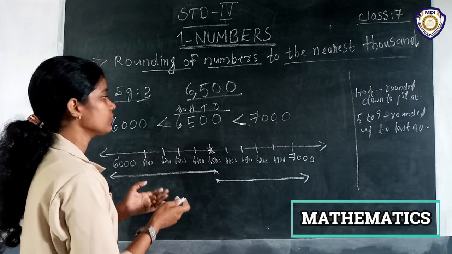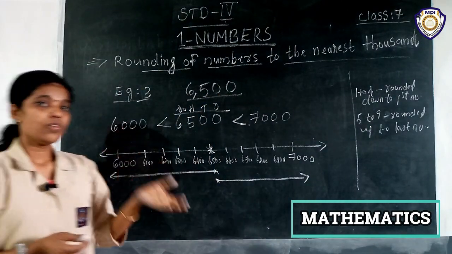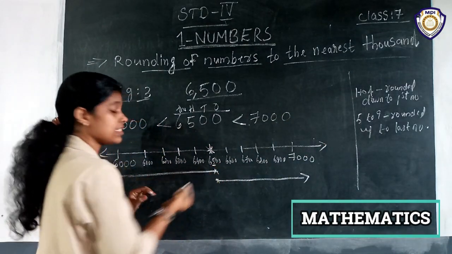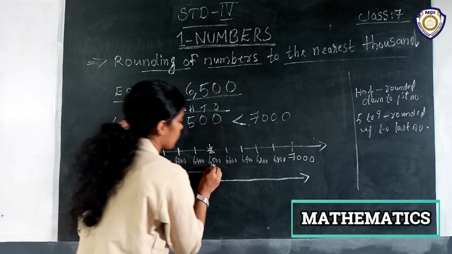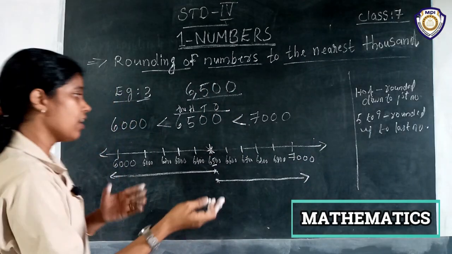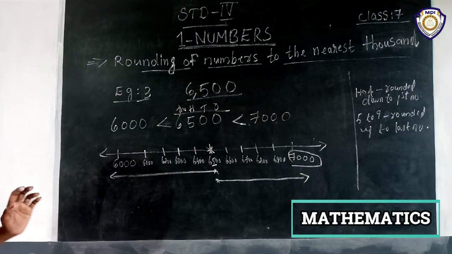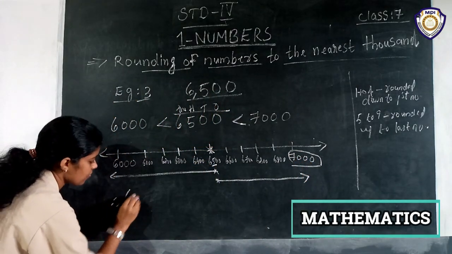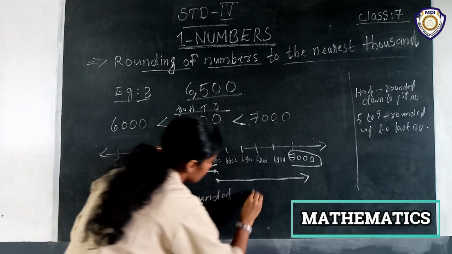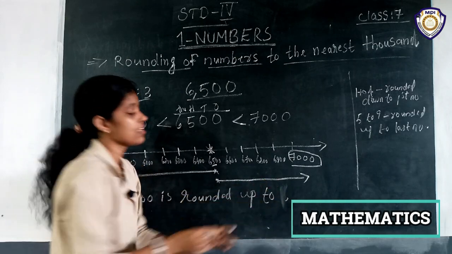Same distance. Our condition: 1 to 4 numbers are rounded down to the first number. 5 to 9 numbers are rounded up to the last number. Consider the digit in the hundreds place. 5 is in the hundreds place. Second category: 5 to 9 numbers are rounded up to the last number. Therefore, 6,500 is rounded up to the last number, 7,000.